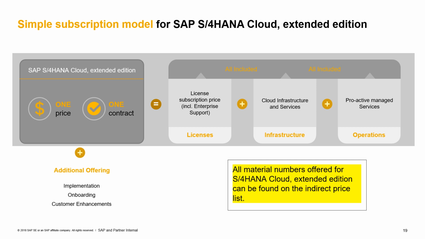In addition, we can add to this. You can add implementation services, onboarding services, customer enhancements, etc. All material numbers offered for SAP S/4HANA Cloud Extended Edition can be found on the indirect price list. Again, this price list is updated quarterly, and we encourage you to take a look at the updates every quarter. This can be found in the pricing section on Partner Edge.